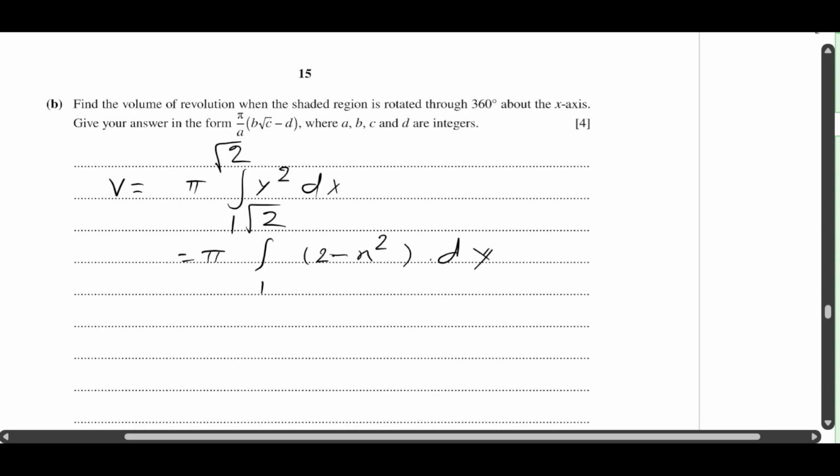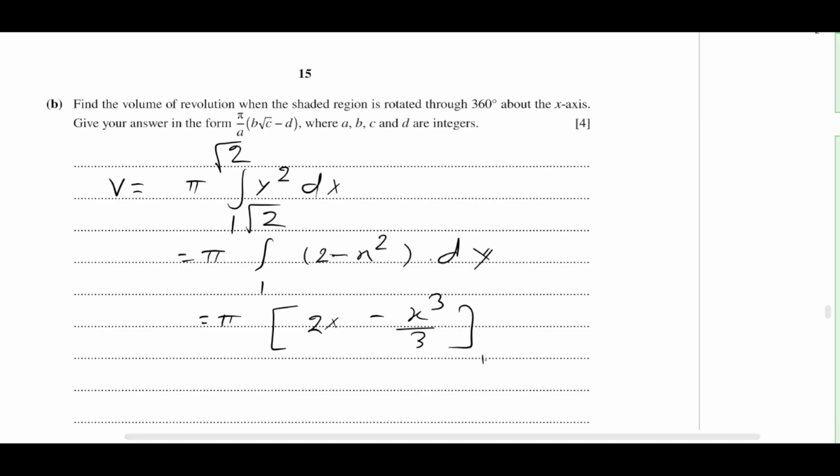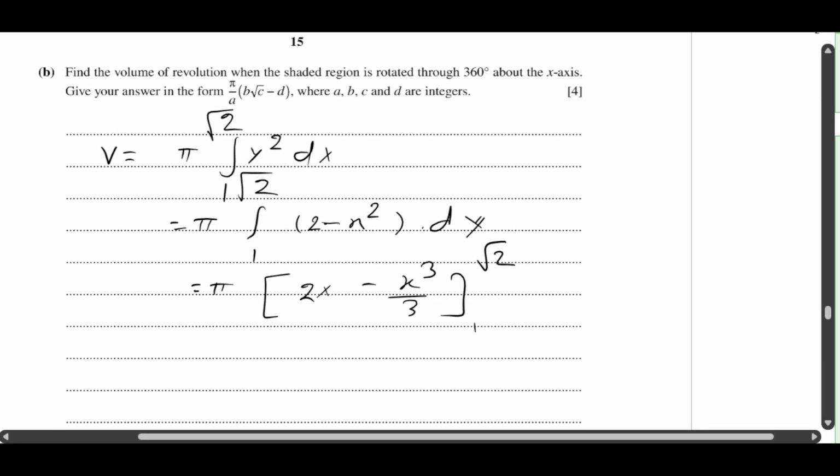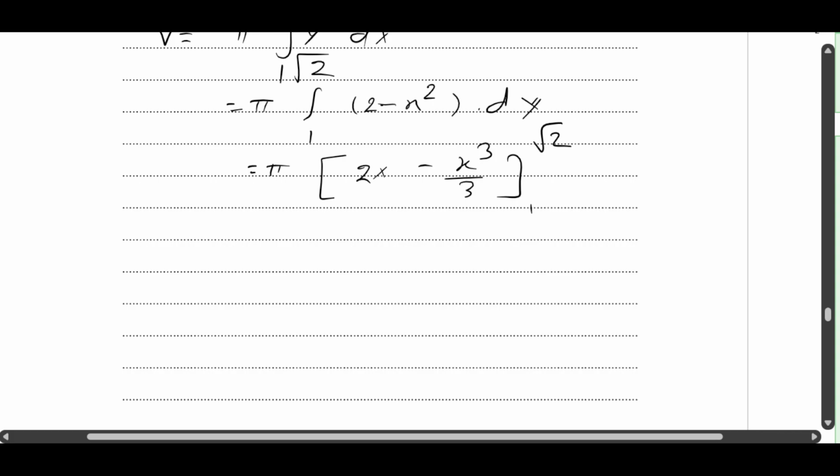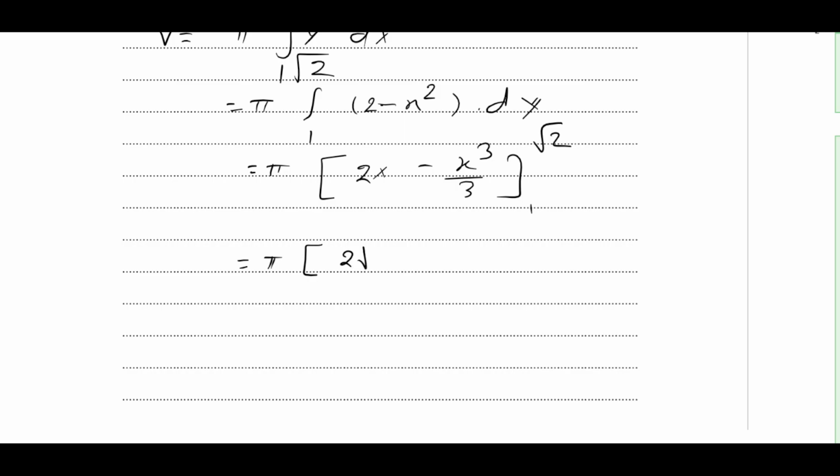So now we will integrate. So this is pi, it is 2x minus x cubed divided by 3, between 1 to 2. So this will be pi. Now x is replaced by root 2, so it is 2 root 2 minus x cube, 2 root 2 divided by 3, minus the lower limit we put. So here I will also put it in bracket, this 2 minus 1 by 3.